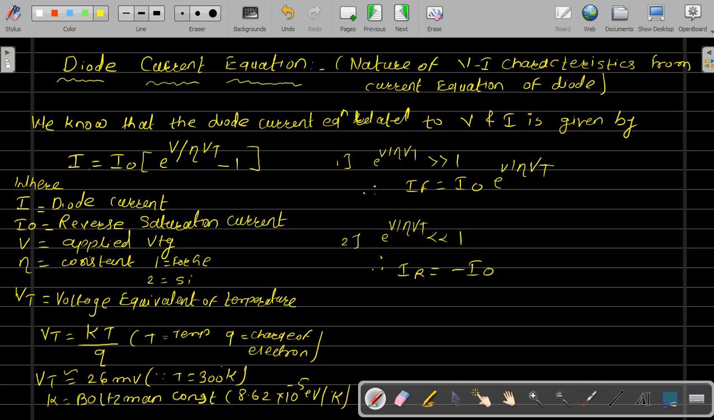The same thing we can prove with this mathematical equation, where I is proportional to Vt, the thermal voltage. So as temperature increases or decreases, your current will be increasing or decreasing.